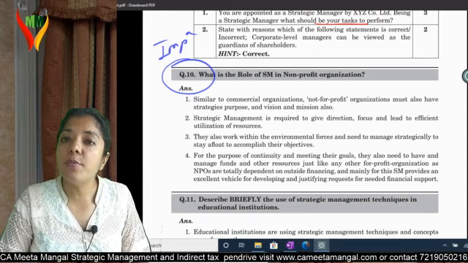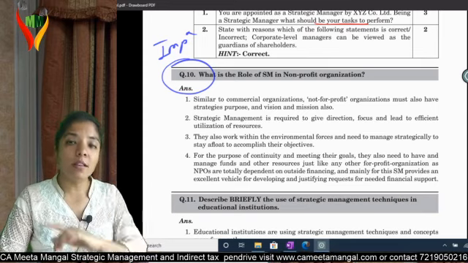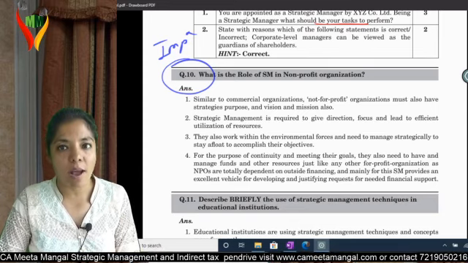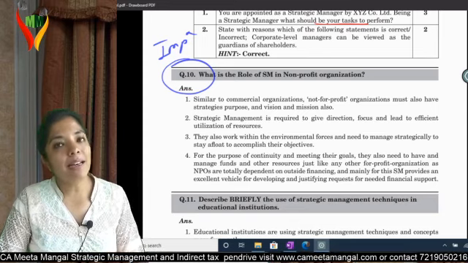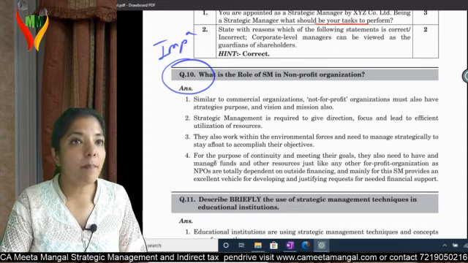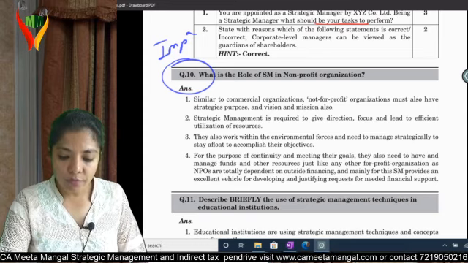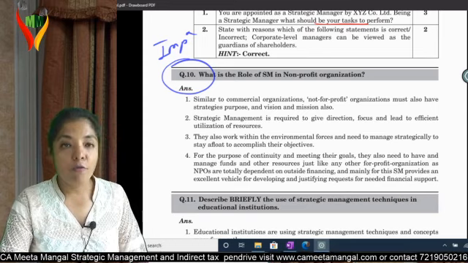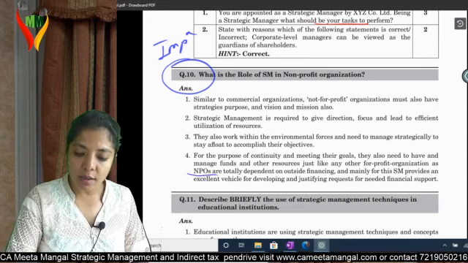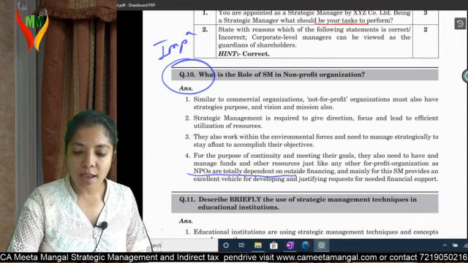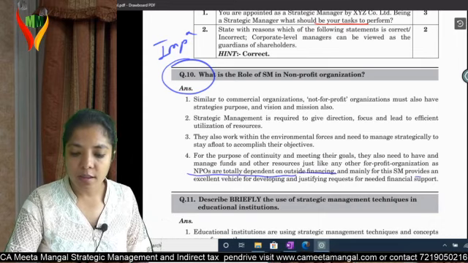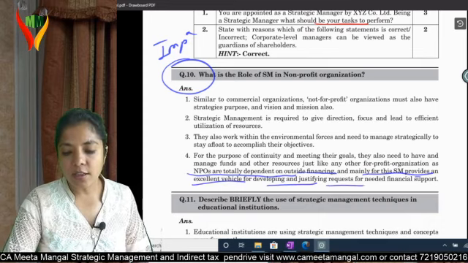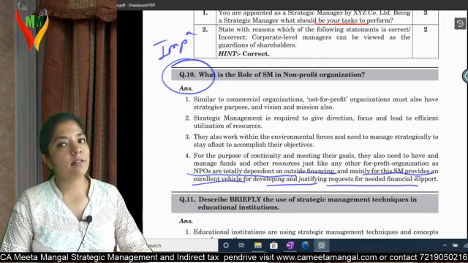Though their objective is not to make profit, they are also in this turbulent environment. They also have to face the uncertainty of this environment. They also want to survive, and for that, SM will help them a lot. For the purpose of continuity and meeting their goals, they also need to manage funds and other resources, just like any other for-profit companies. As NPOs are totally dependent on outside financing, SM provides an excellent vehicle for developing and justifying requests for needed financial support.